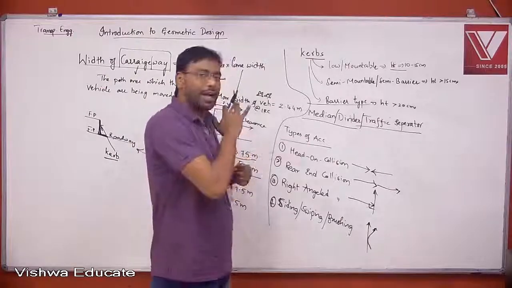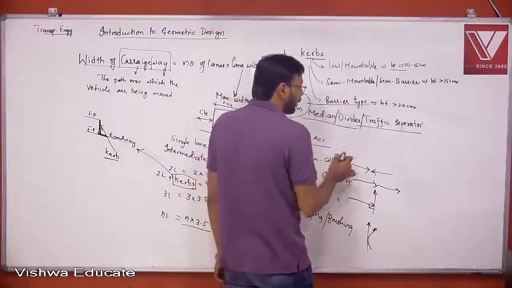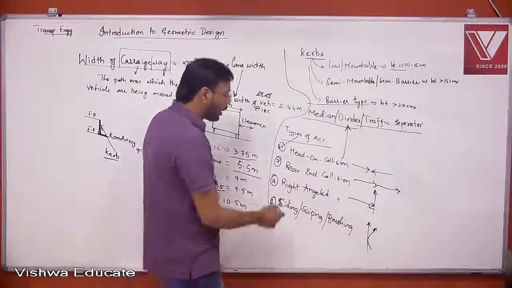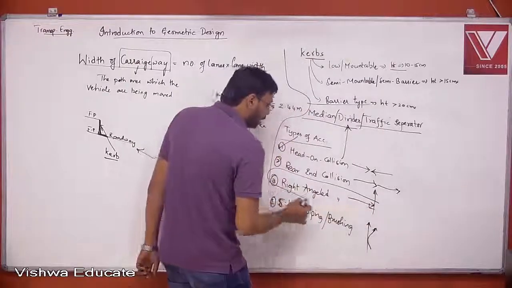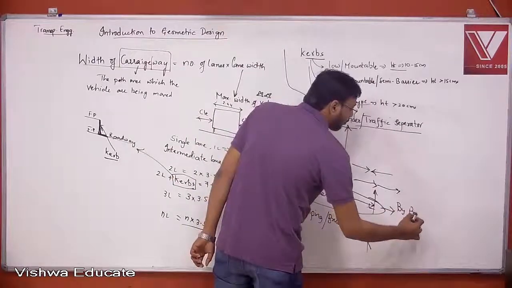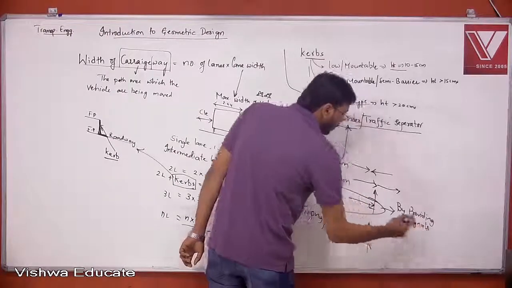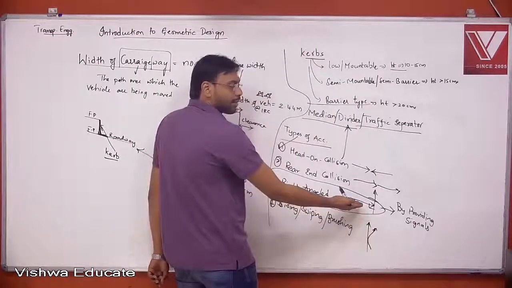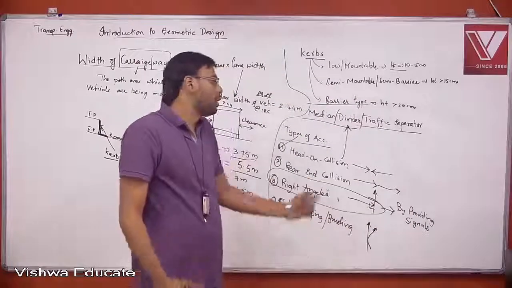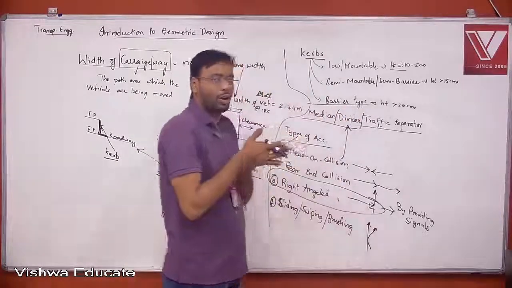Yes, you can completely eliminate head-on collision by providing a median or a divider or a traffic separator. And you can completely eliminate right angle collision by providing what? Signals. Generally right angle collision, this type of accident, happens at signals, intersections only, right? So if you provide proper signals and if everybody follows the rules, of course, you can completely eliminate right angle collision. Now, our main concern here is about the median or a divider or a traffic separator.